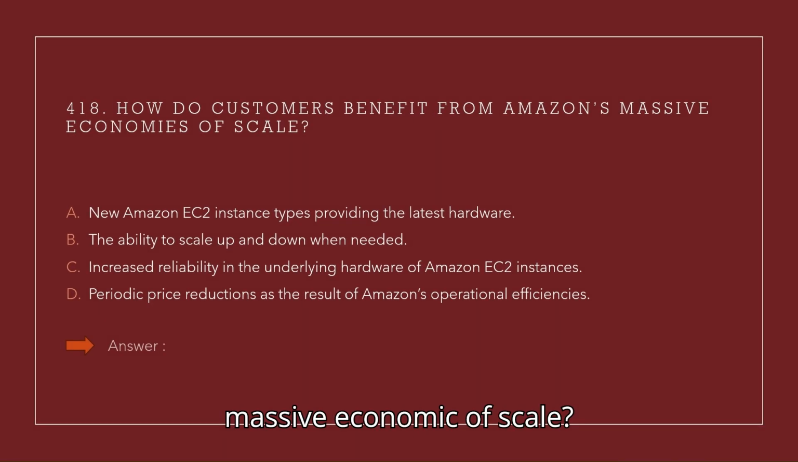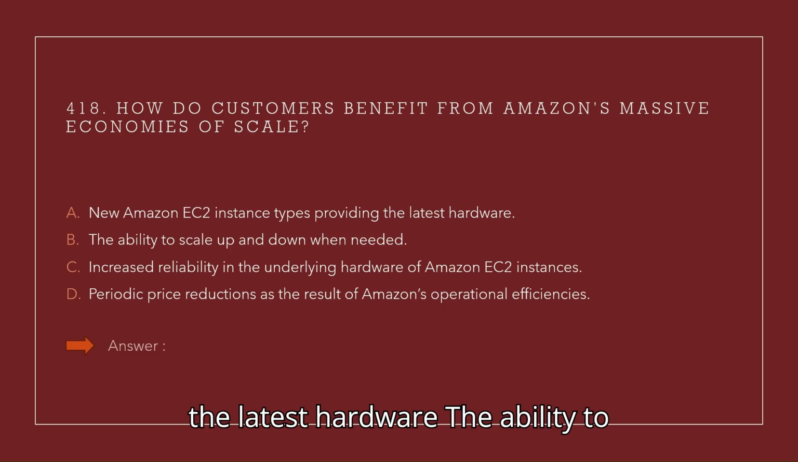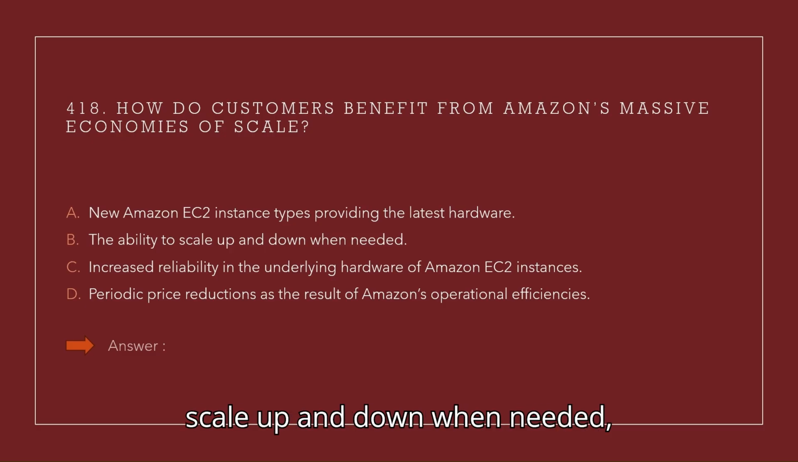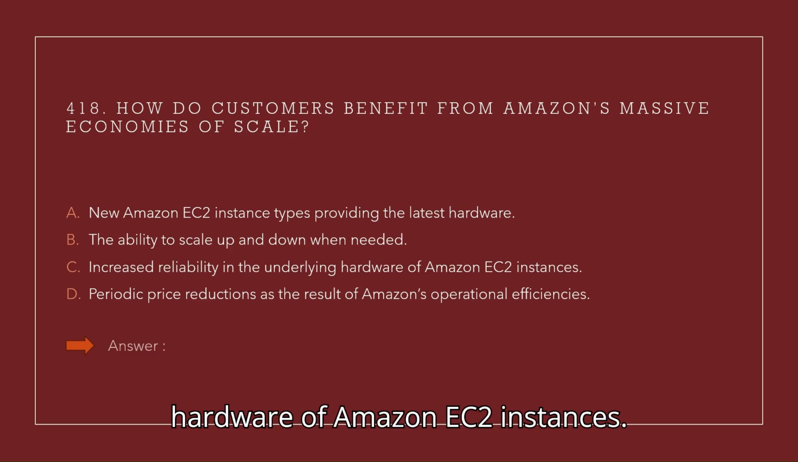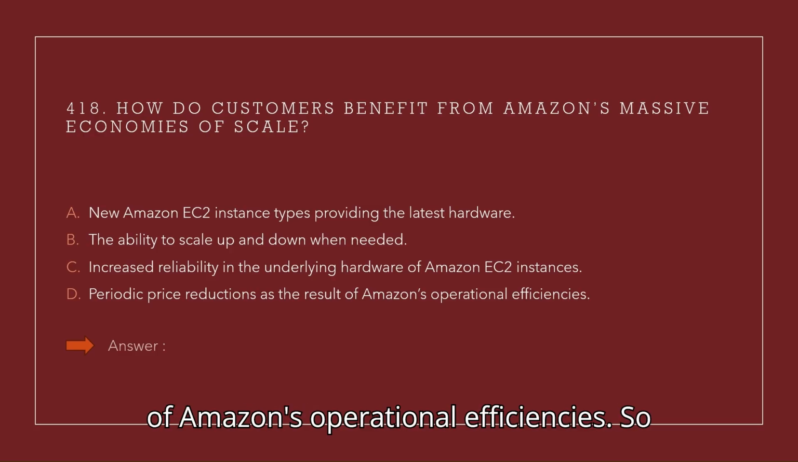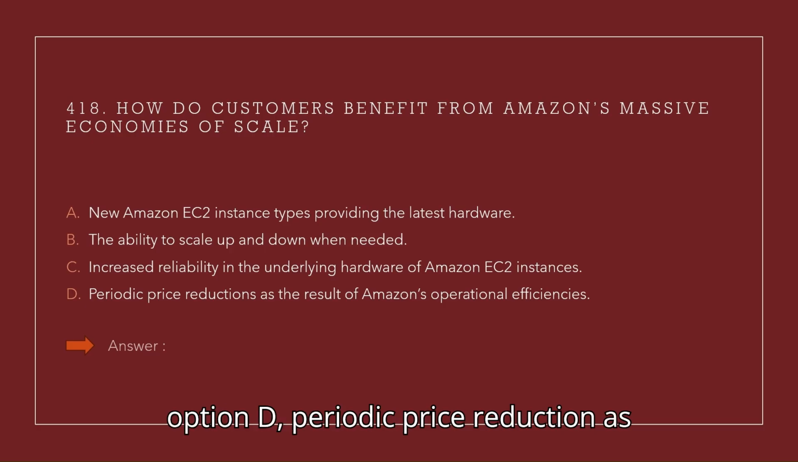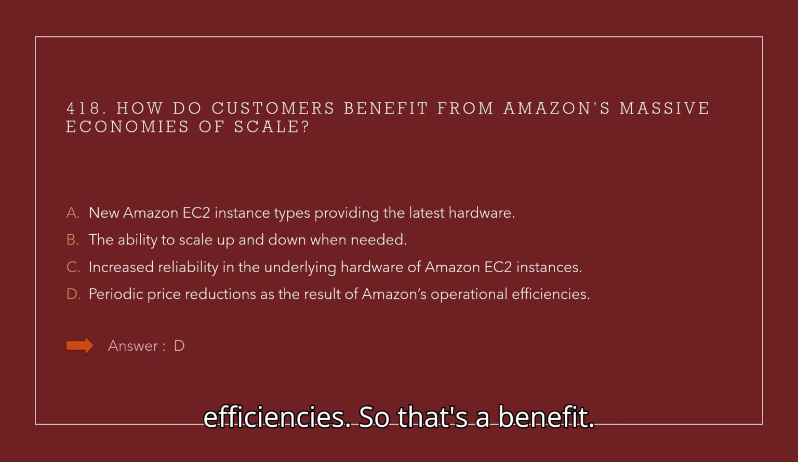Next question. How do customers benefit from Amazon's massive economies of scale? New Amazon EC2 instance types providing the latest hardware, the ability to scale up and down when needed, increased reliability in the underlying hardware of Amazon EC2 instances, or periodic price reduction as the result of Amazon's operational efficiencies. So, the massive economies of scale benefit is option D, periodic price reduction as the result of Amazon's operational efficiencies. So, that's a benefit.